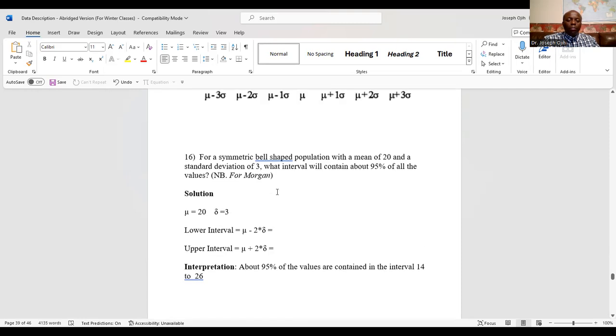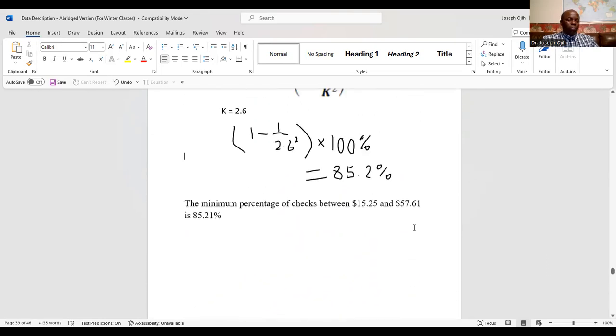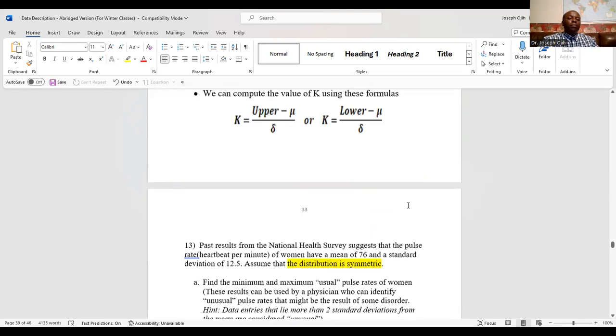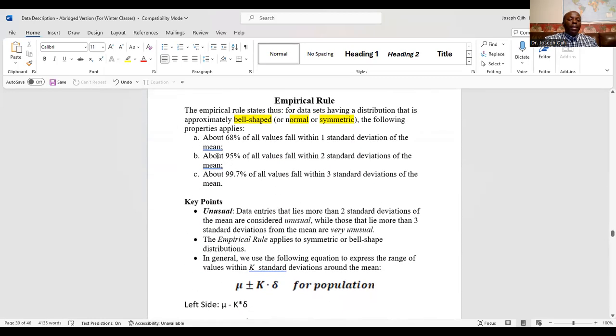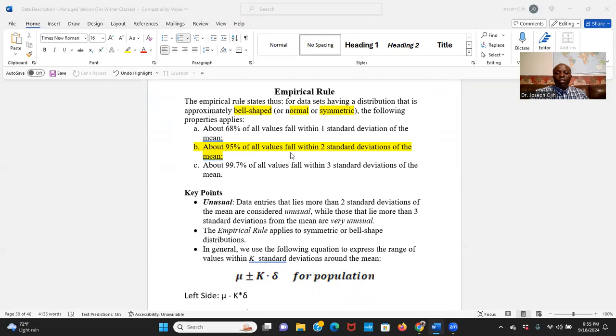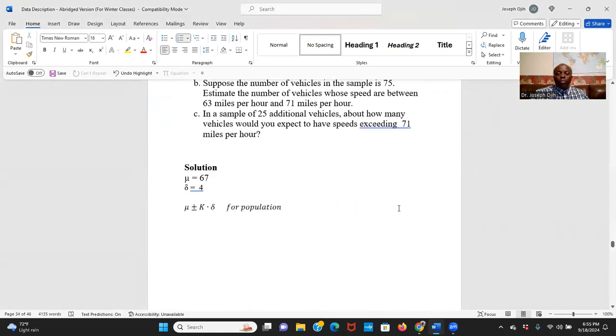Now, let's see. Look at this. According to the empirical rule, let me take you back to where you have the empirical rule. It says that about 95% of data values fall within 2 standard deviations of the mean. So having in mind that it is 2 standard deviations, we can now answer that question.